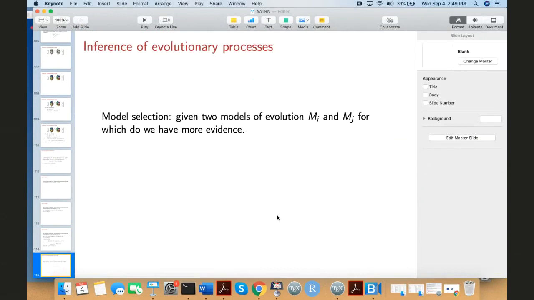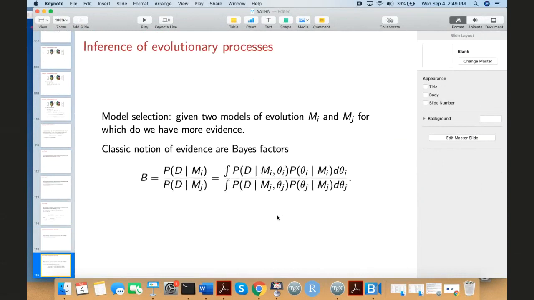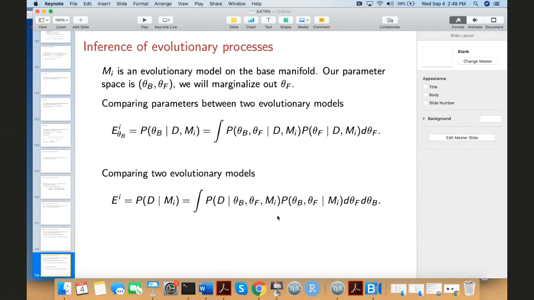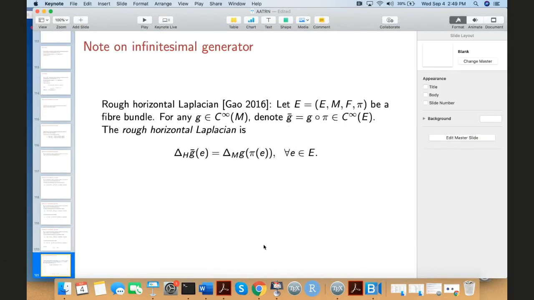So now we can actually do model selection. If I give you two evolutionary models, I can marginalize out the fiber part and give you evidence in terms of these types of ratio tests. We actually have some results, which I'm not going to show you, but if people are interested, please send me an email.